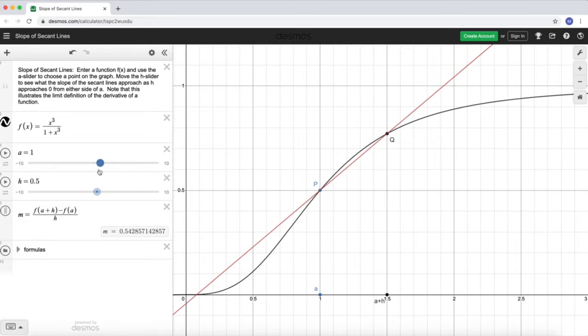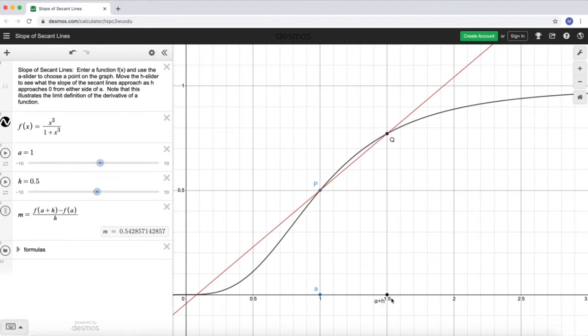My other point I was using is 1.5, and how that's denoted here is by defining the delta t, which is called h on this link. And so if I set h is equal to 0.5, you're going to see that the point a plus h is equal to 1, that I started with, plus a change in time, or input variable x here, of 0.5.